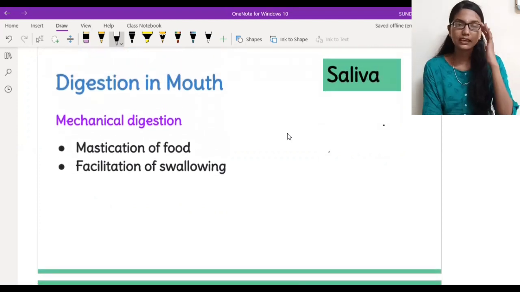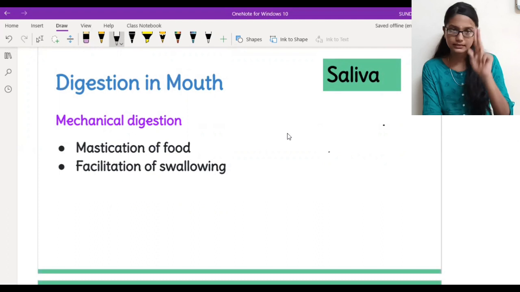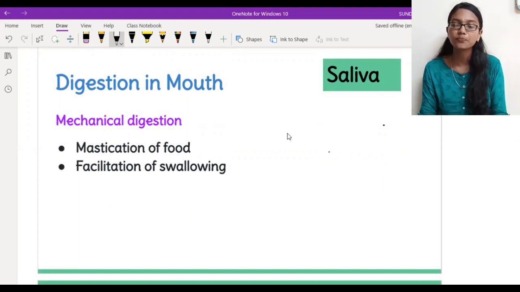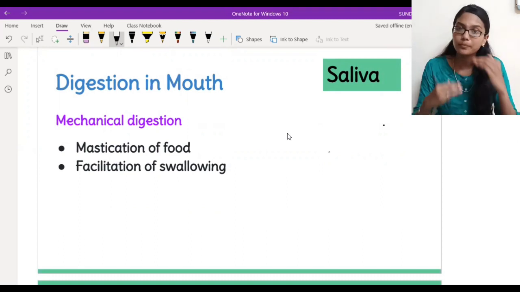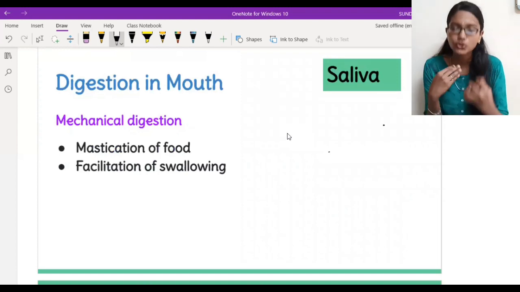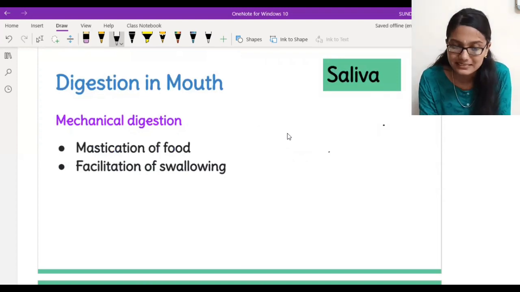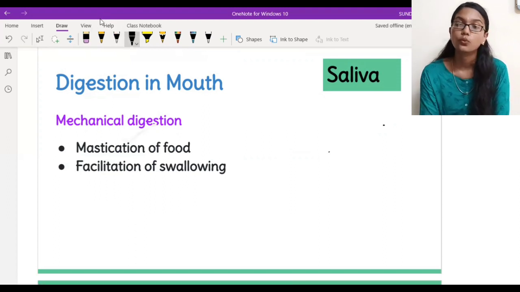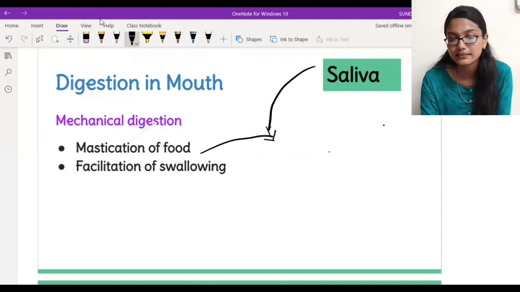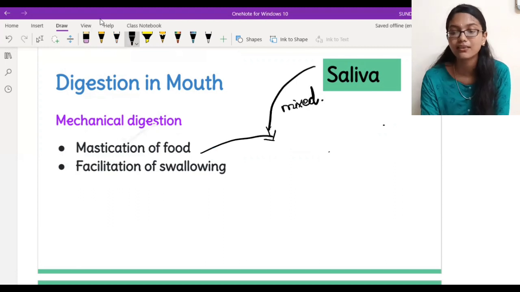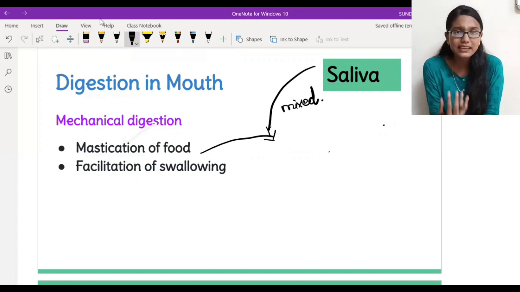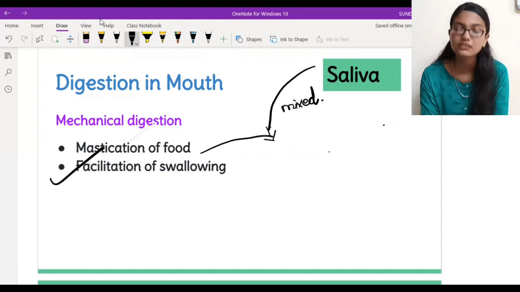In the mouth, there are two major processes involved, mechanical digestion and chemical digestion. First, we'll study mechanical digestion. Here, we chew the food and mix it thoroughly. We break the food by chewing it and mix the food thoroughly by chewing it. We call this process mastication. Why? Because this is where the food is mixed completely with the saliva. The saliva adheres to the food particles. Why is this happening? Because it facilitates the swallowing process.